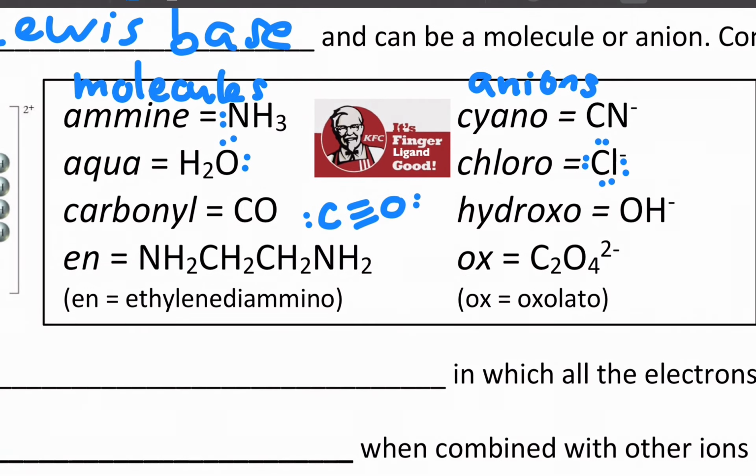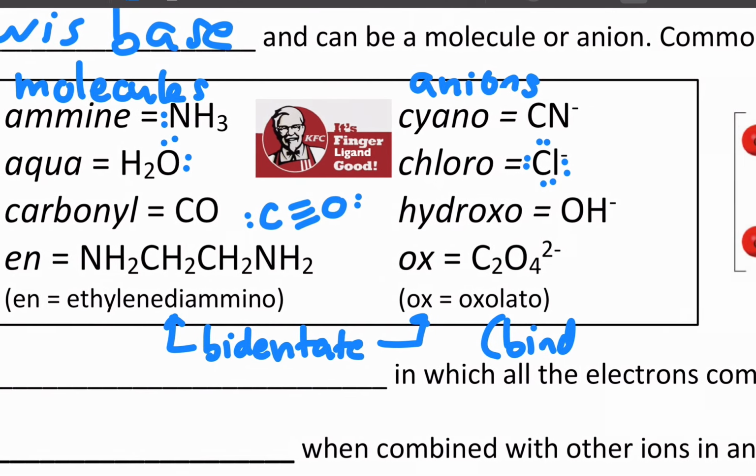There's two that I want to draw attention to that are called bidentate ligands. They're the two that are at the bottom of each column. The word bidentate means it bites twice. It can actually bond twice. These bind twice.